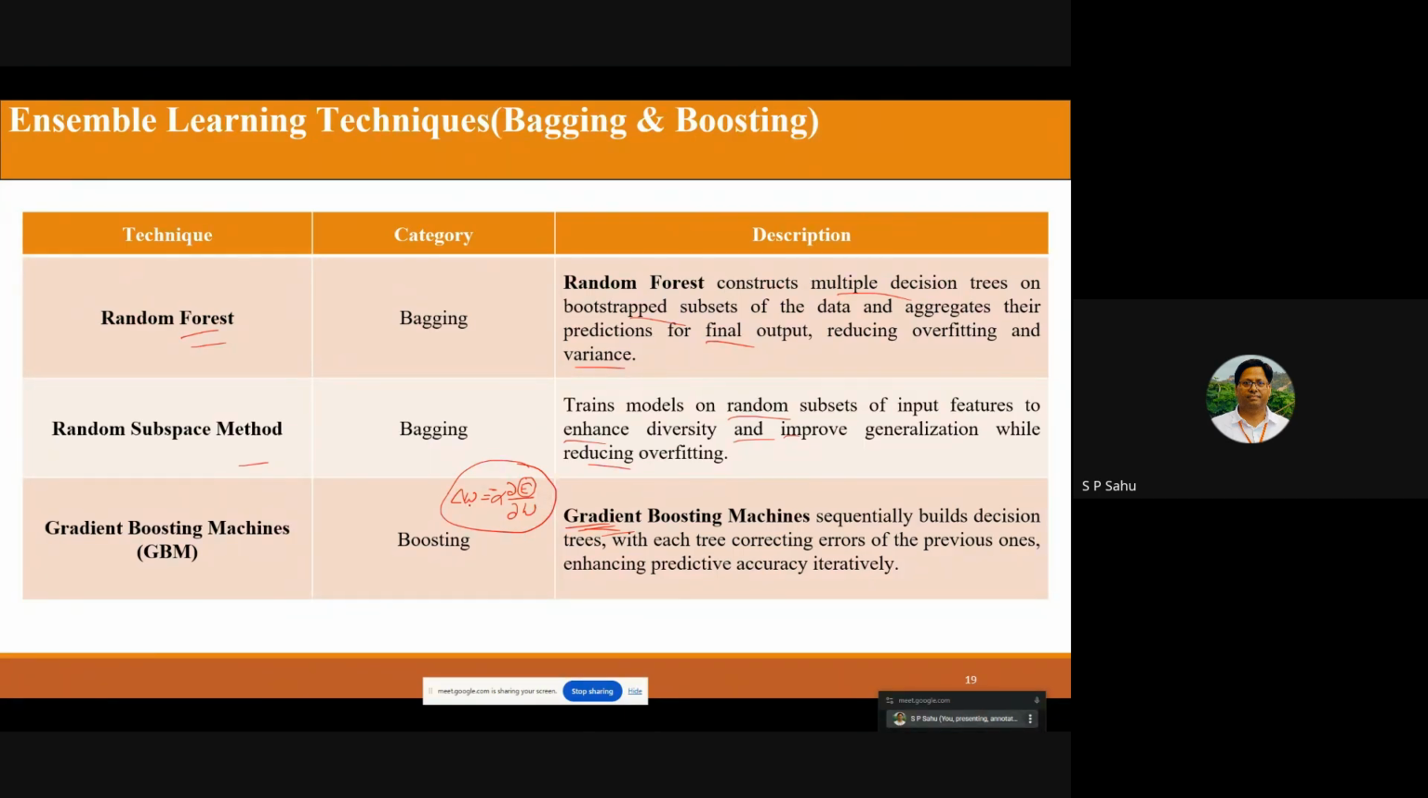So gradient boosting means it takes boosting from the gradient approach. As we have seen, boosting is a sequential approach, and it builds decision trees, with each tree correcting the errors of the previous one and enhancing the prediction accuracy iteratively. This iteration will go on till the final outcome has all data correctly classified.